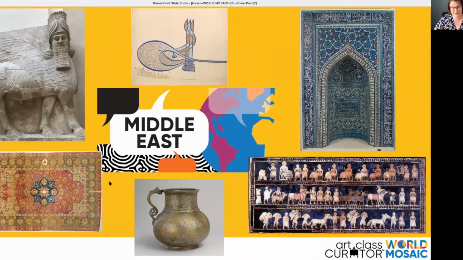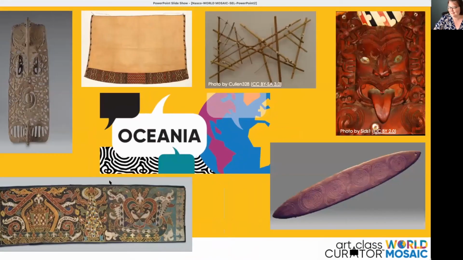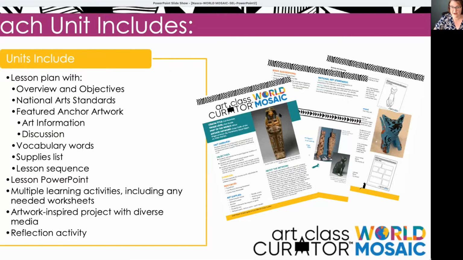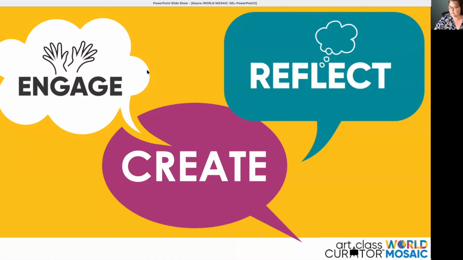So this is just some of the artwork that they'll look at. 42 different artworks. Each one has PowerPoints, it has all the worksheets that you need, it has all of those learning activities we talked about, the art project, supply list. It's all national art standards aligned. And so it's a full curriculum. It's everything you need for your K-5 kids.